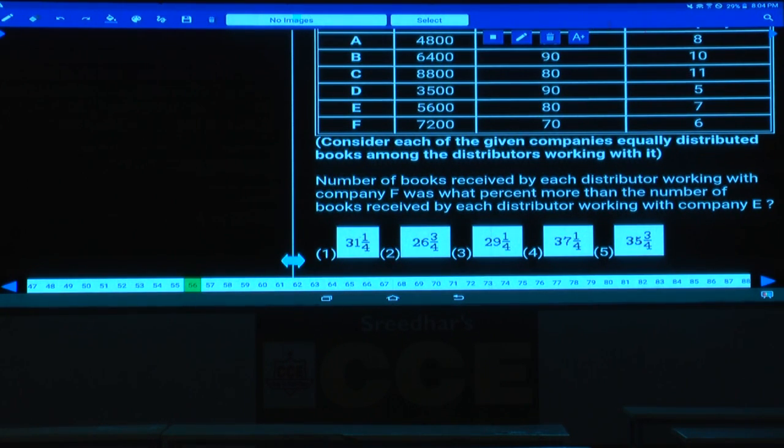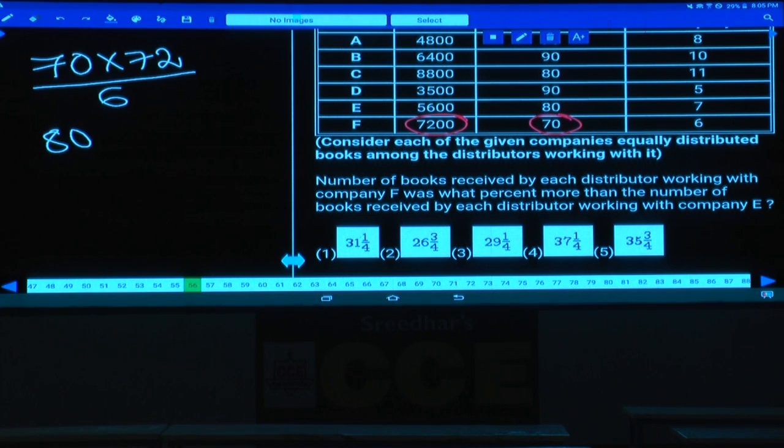Next. The number of books received by each distributor working with company F was what percent more than the number of books received by each distributor working with E. Now, in F you have 70% books sold, 1% is 72, 70% will be 70 into 72. These were distributed among 6 distributors, for each you will get this much. And for E, you have 80%, 1% is 56, 80% is 80 into 56. Those were distributed among 7 distributors. F is what percent more than E?